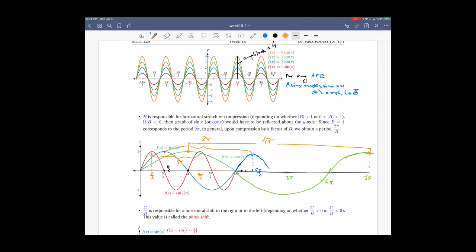So B is responsible for amending the period, and in general, the period will be the standard 2 pi period, compressed with a factor of B. Of course, if by absolute value B is less than 1, this really is not a compression, but a stretch. And if B is less than 0, it also means that you are reflecting about the y-axis.